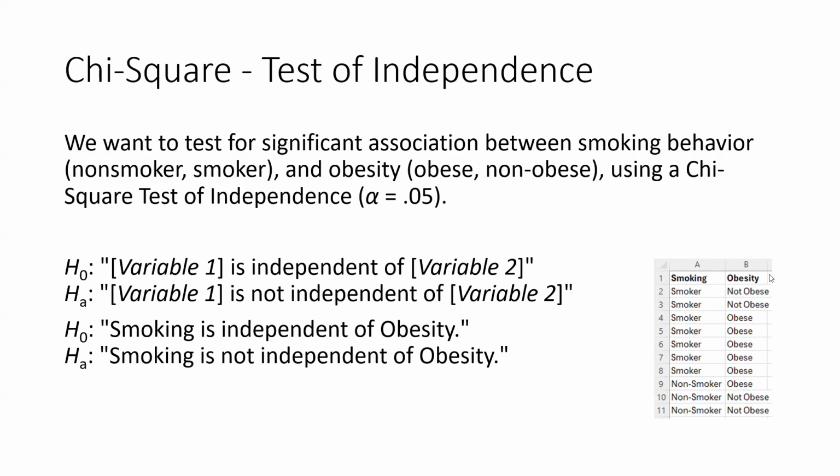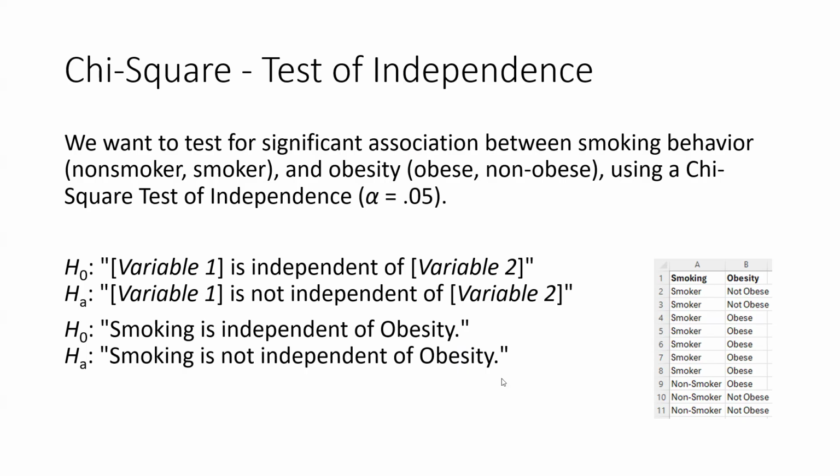So what we want to do with this particular test of independence is test for significance of association between smoking behavior and obesity. We're going to be using the chi-square test of independence, and we're going to be assuming an alpha value of 0.05. So here is our hypothesis. It's either variable 1 is independent of variable 2, or variable 1 is not independent of variable 2. For our particular example, this is smoking is independent of obesity, or smoking is not independent of obesity.